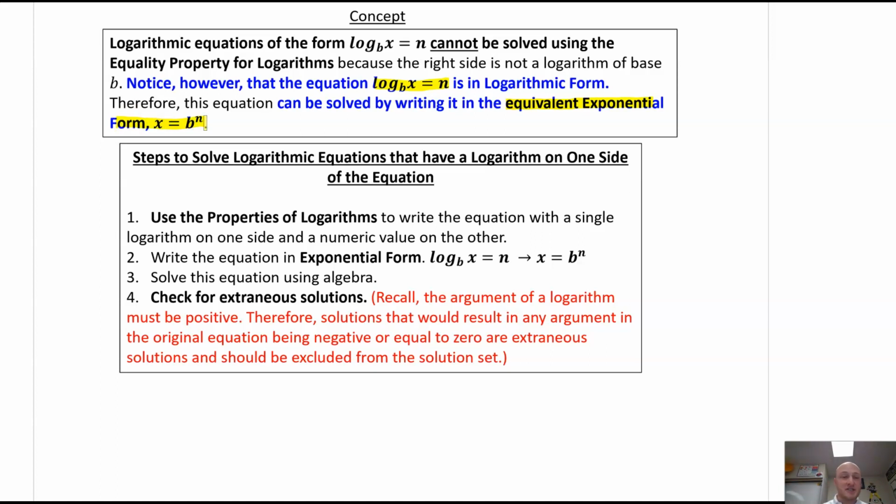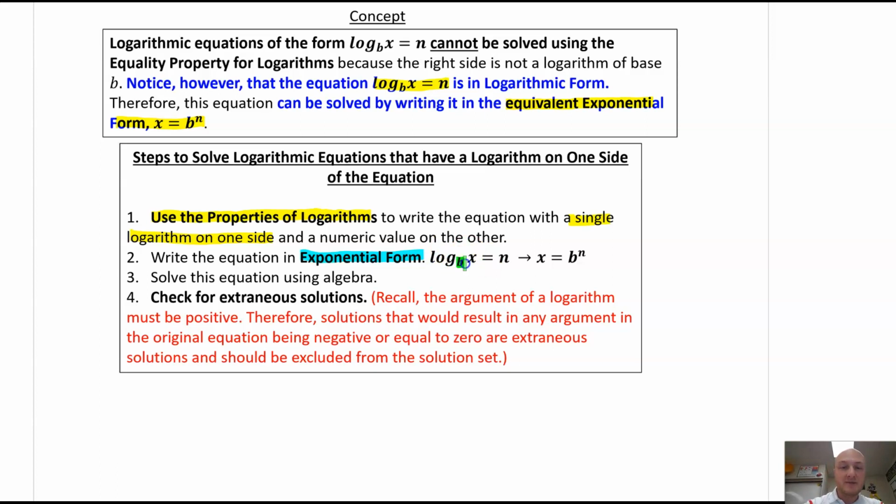So I'm just going to adjust the steps for this a little bit. We're still going to use the properties of logarithms to write it as a single logarithm on one side. There will be a numeric value on the second one. And then what we'll do is we'll go ahead and rewrite it in exponential form. So here is the shift.